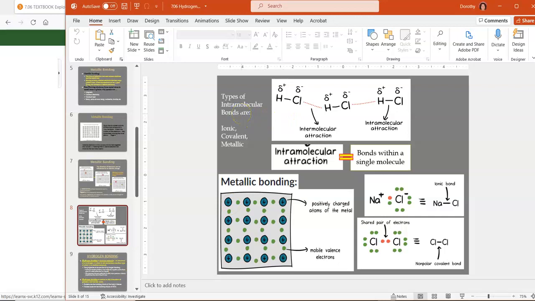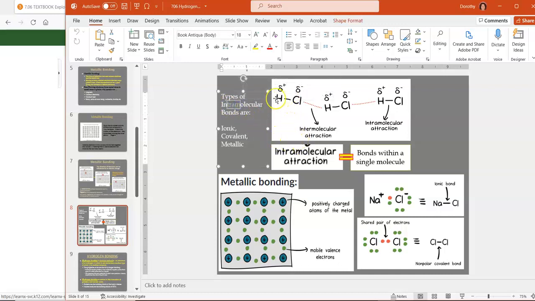Types of intramolecular bonds. So now we're getting somewhat out of the metallic bonds, which is intramolecular, and we're going to go towards the hydrogen bonds, but intramolecular, within a molecule. So the bond between the hydrogen and the chlorine, this is one single molecule, that's intramolecular. The bond that holds the positive ion to the positive ion, these flowing electrons, that's intramolecular. The bonding that's between the sodium and the chlorine, intramolecular ionic bond, right?